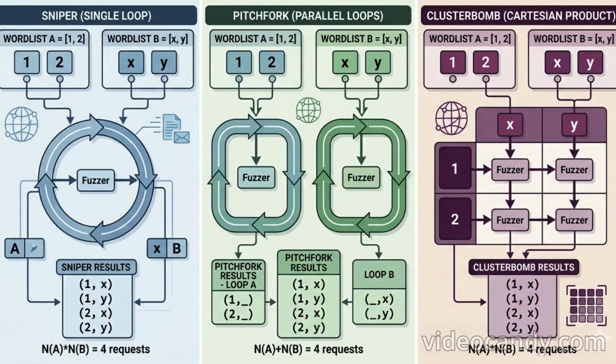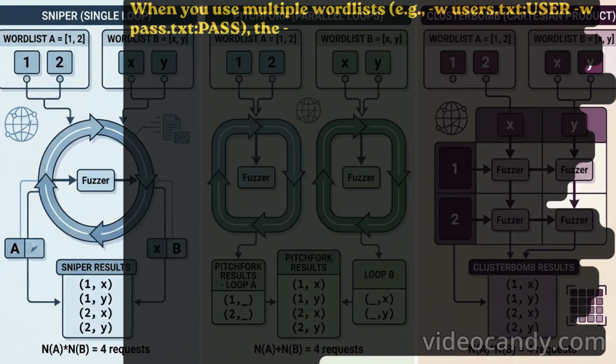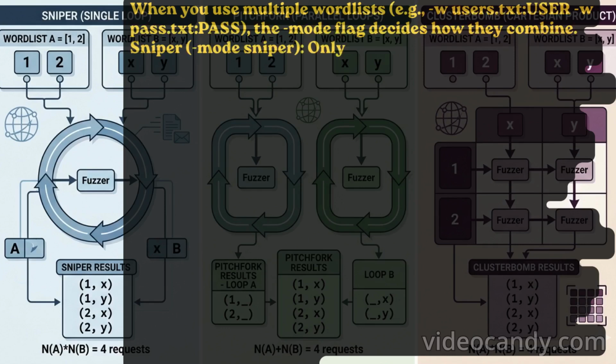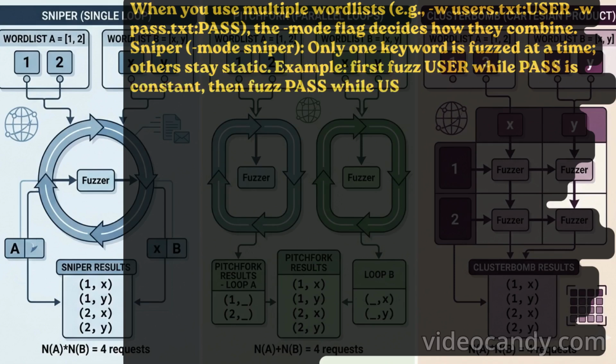When you use multiple word lists, for example, -w users.txt:USER -w pass.txt:PASS, the mode flag decides how they combine. Sniper: with -mode sniper, only one keyword is fuzzed at a time, others stay static. Example, first fuzz user while pass is constant, then fuzz pass while user is constant.